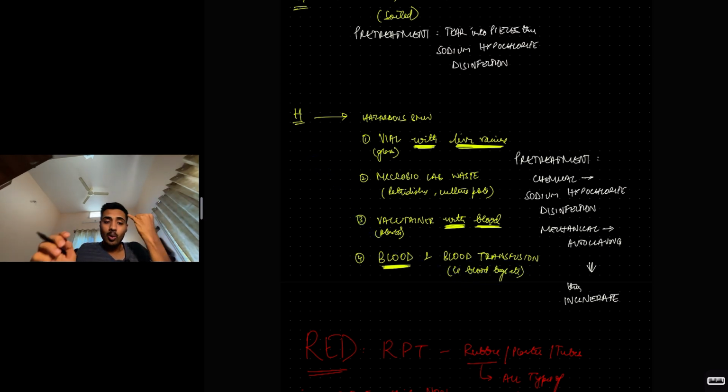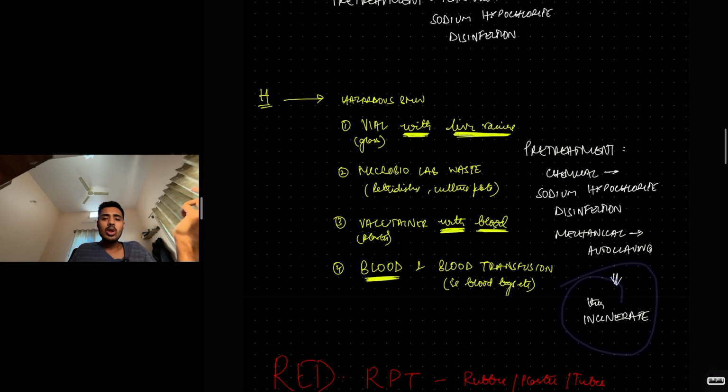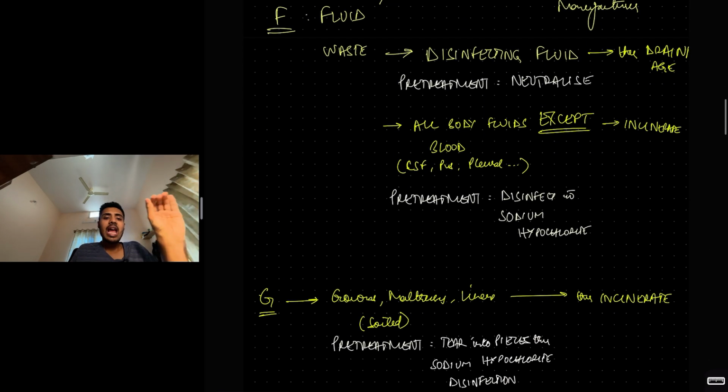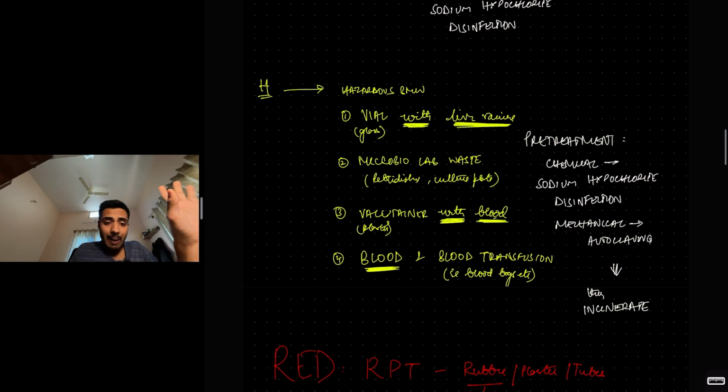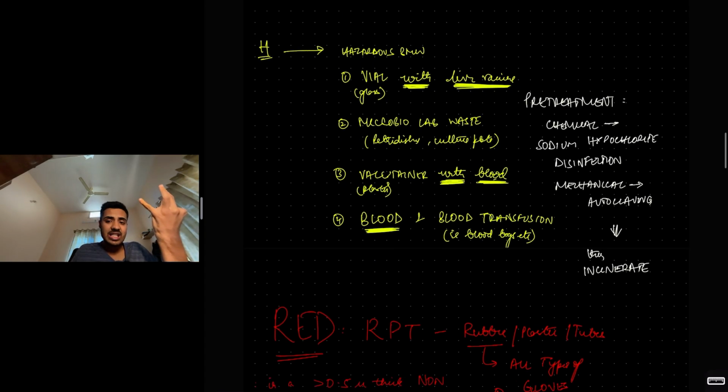So vial with live vaccine, microbiological lab waste, vacutainers with blood, and everything to do with blood and blood transfusion. Blood also you will discard in yellow H. And here it of course requires pre-treatment. Either you do chemical disinfection with the same sodium hypochlorite, or you can do mechanical disinfection with autoclaving, microwaving, whatever it is, and then incinerate. So important to remember here is A, B, C, D, E, no pre-treatment, direct incineration. F, G, H, they do require pre-treatment, and F is for fluid, G is for gowns, mattresses and linens, H is for hazardous biomedical waste.